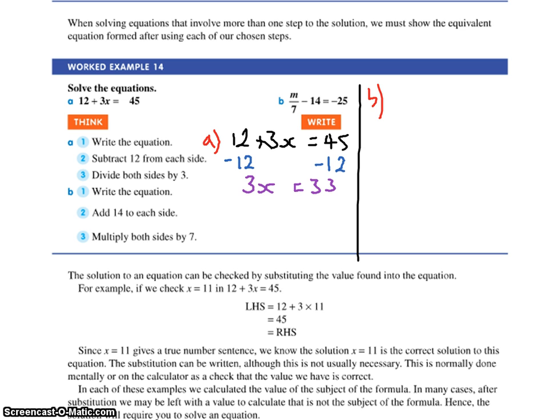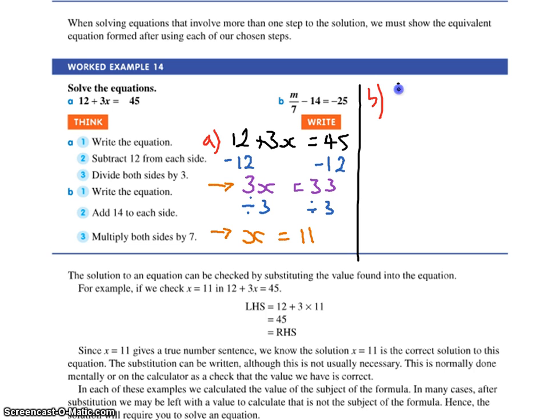Next step is to get rid of that 3. That's 3 times x, so how do I get rid of it? I divide both sides by 3, which will give us x equals 11. And that's your answer. Make sure that you write all 3 steps down: your question, then that step, then that step. It's very important that you write them all down so we know where you're going. Do it one step at a time, that way you don't get confused.